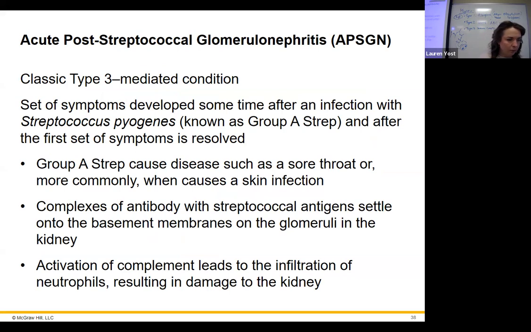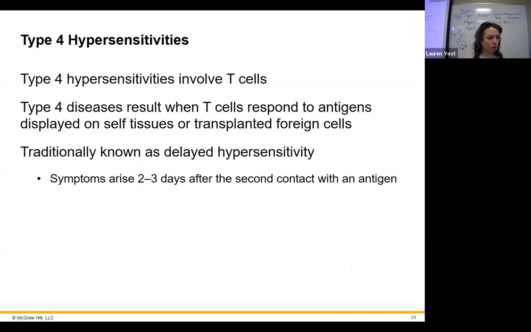It's usually how it works. But this happens as a result of these getting stuck in the kidney, causing inflammation there, and causing kidney damage. It's usually associated with group A strep, Streptococcus pyogenes. And yeah, that's the strep that we're talking about here. Not everybody gets it, obviously, but some people, this can happen and cause this issue. All right, so that's all that I say about that one, apparently. All right, type 4. Let's move on to type 4. Type 4 is cell-mediated.